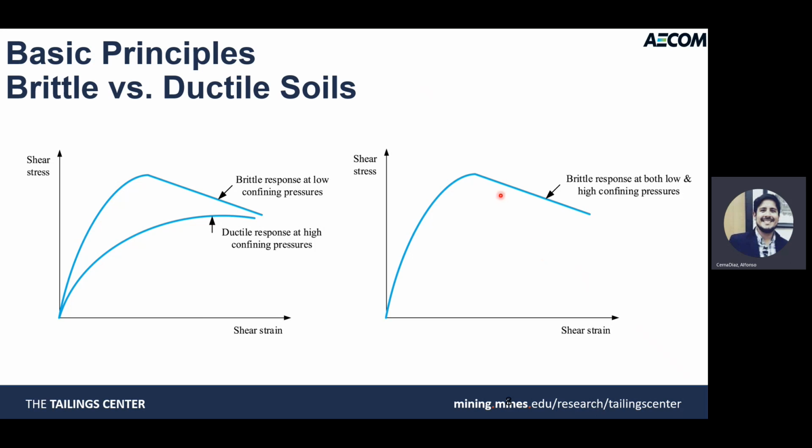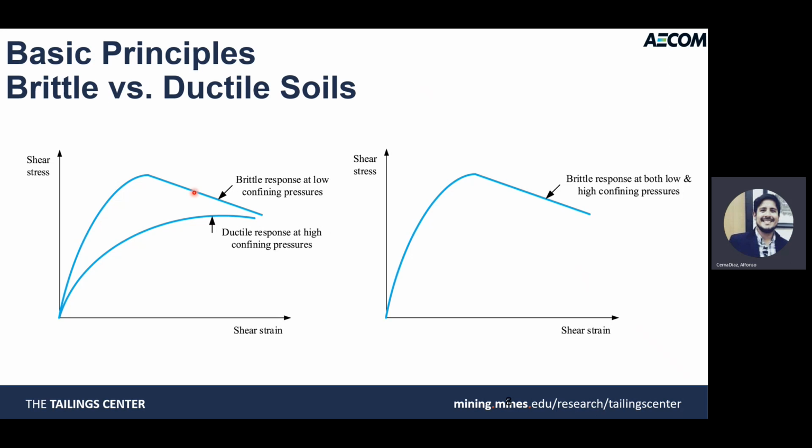Therefore, based on our evaluations, we can have both brittle and ductile materials. Typically, we find brittle response at both low and high confining pressures. For certain types of materials, as we increase our confining pressures, the behavior will be more ductile in general. But there are some materials that, even at high confining pressures, still exhibit some brittleness.